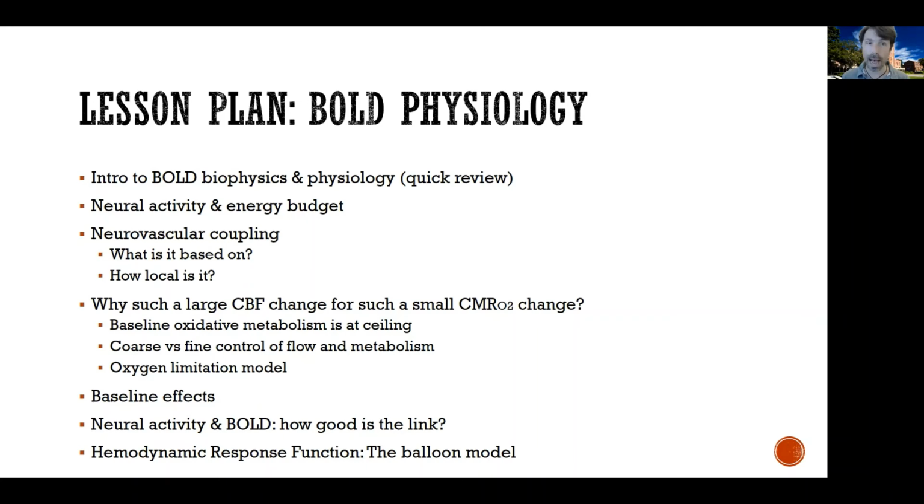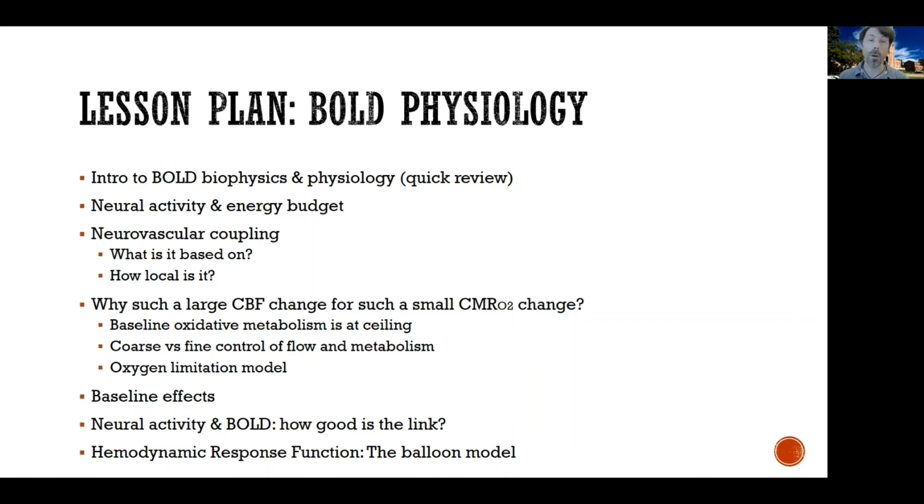And I need to cover that because it's very important if you're comparing different groups of individuals that might have different basal cerebral blood flow properties. So for example, if you typically compare patients to non-patients, or who knows, smokers to non-smokers, and that sort of thing. Then I want to look at the relationship between neural activity and the BOLD signal.